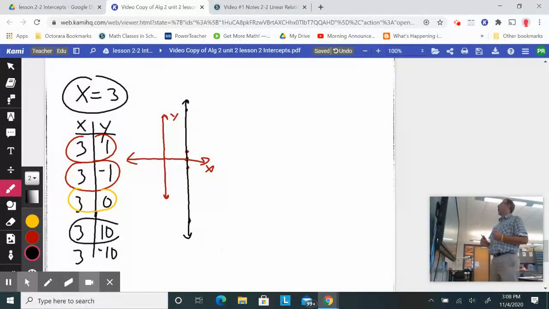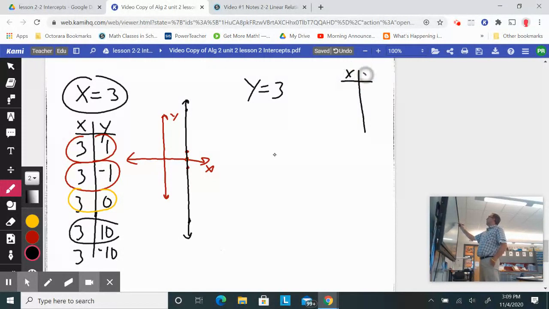The equation y equals 3. That's also a linear equation. It fits the ax plus by equals c form. But the a is the 0 this time. The a times x would be 0. There's no x term. And what does that look like in a t-chart?